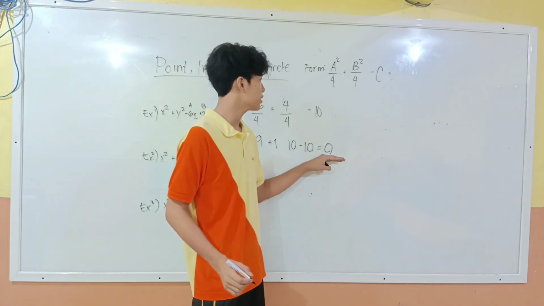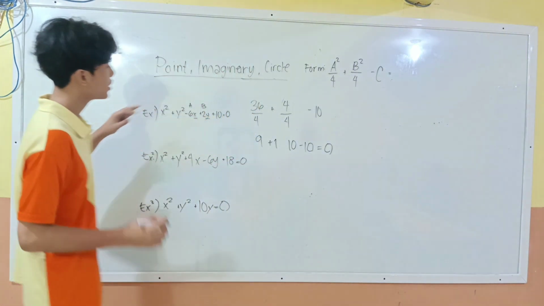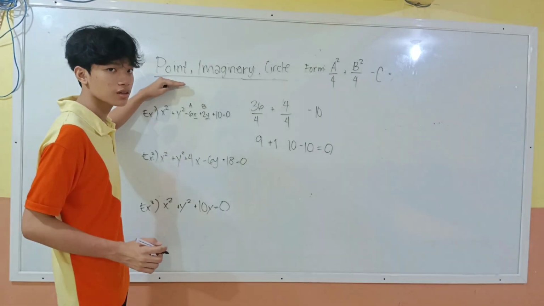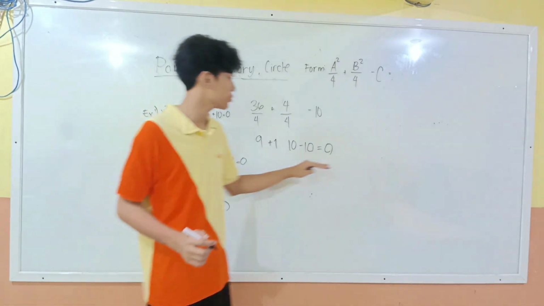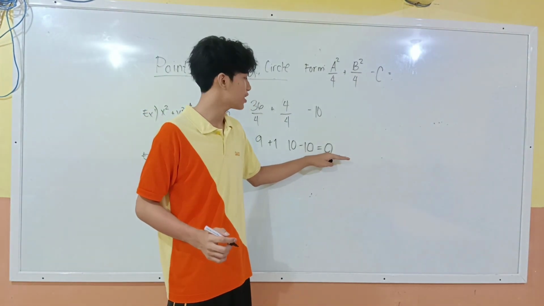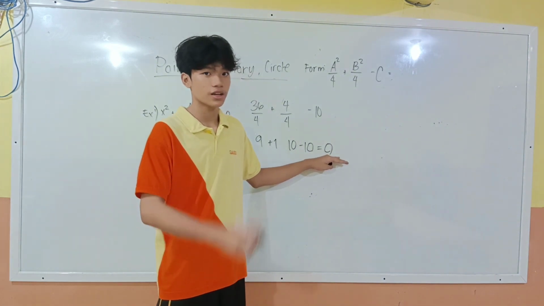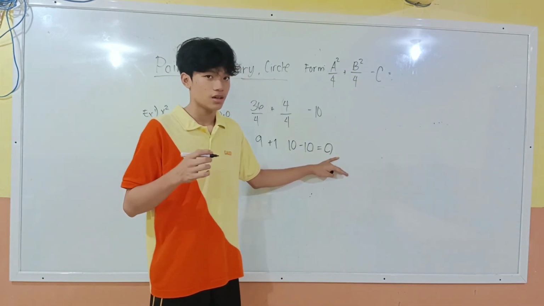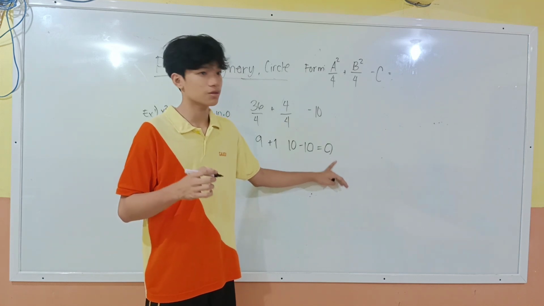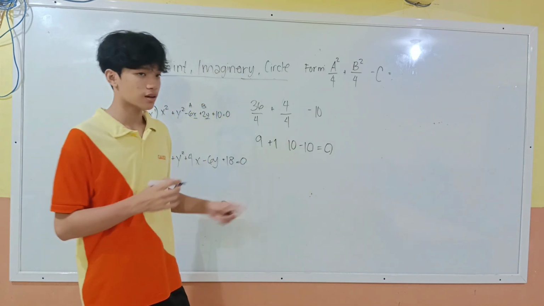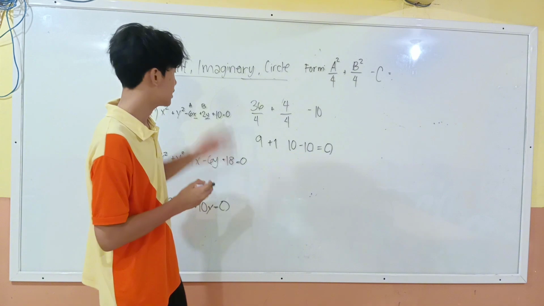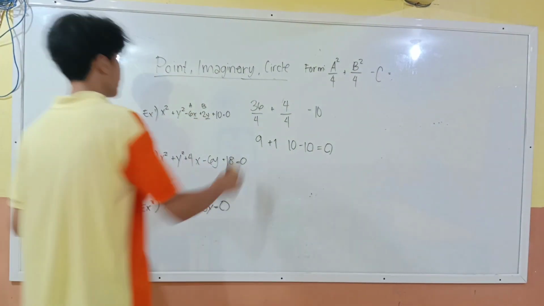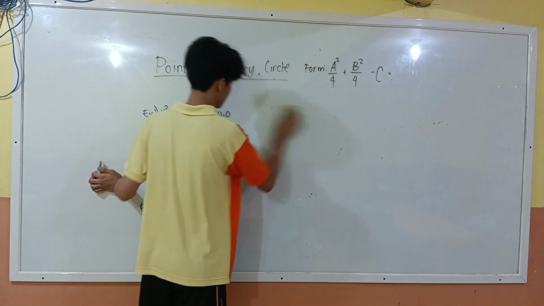So we have the value 0. So now we can determine that this equation is a point circle. Since earlier we discussed that if you get a value of 0, it is a point circle. Then if you get a positive value, it is a normal circle. Then if it equates to a negative, then it is an imaginary circle. Now let's tackle example number 2.